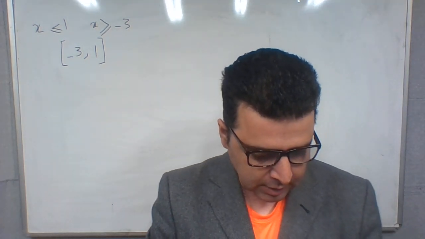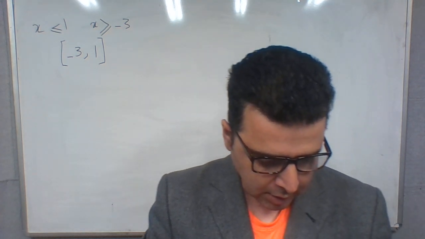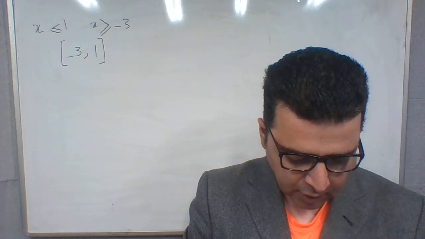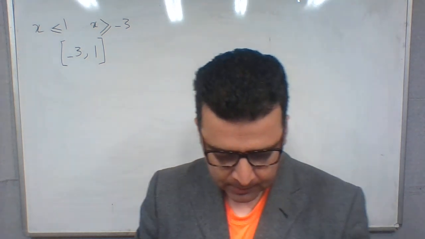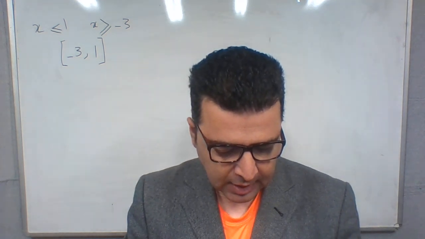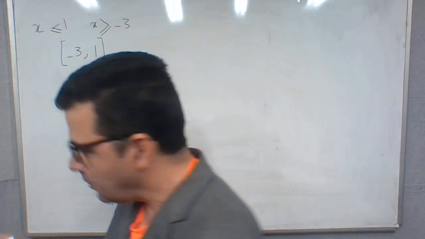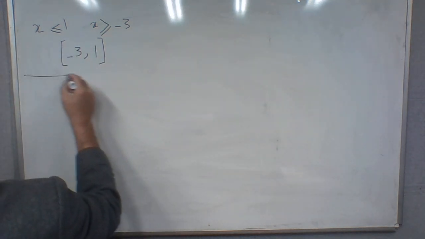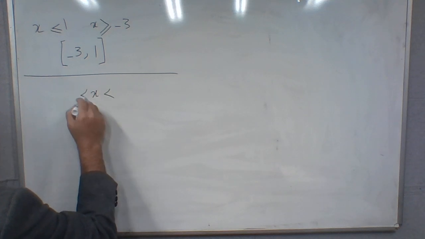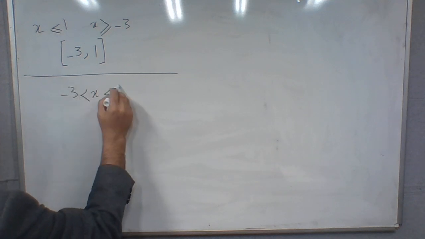By the list it is number 84. So now we go to number 85. Graph x between negative 3 and 3. So x between negative 3 and 3.